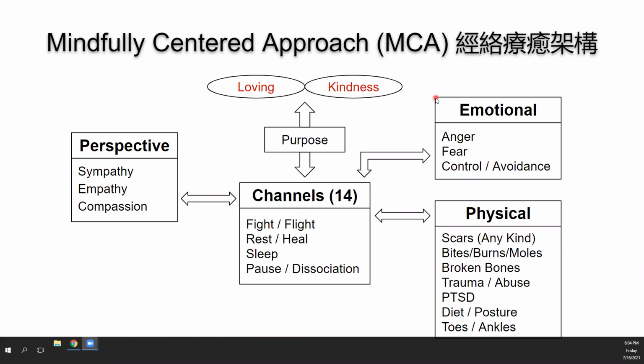So the first slide, the first page, is the Mindfully Center approach, what I call MCA. This approach is based on channels. In the middle, there are 14 channels, and channels can have four modes, which are fight and flight, rest and heal, sleep, and pause and dissociation. This is what we talked about on the first day. If you missed it, underneath my Google Drive or Google folder, there's an MP4 recording. It's basically a video recording that has all the slides and the audio.